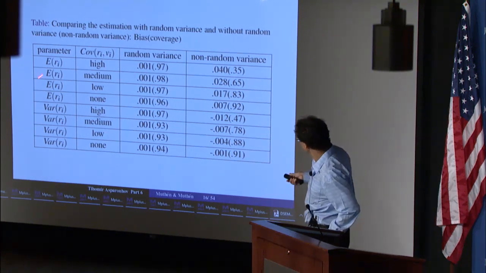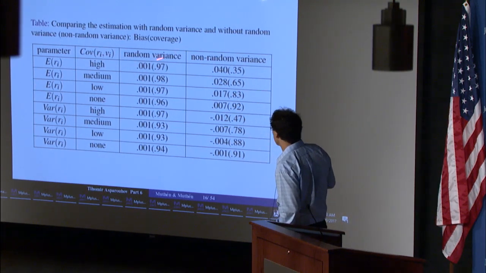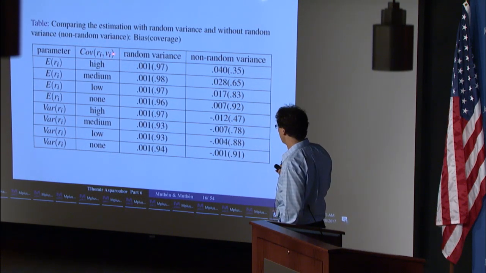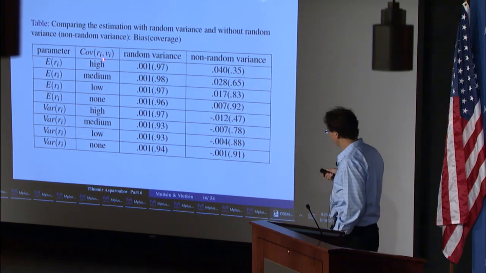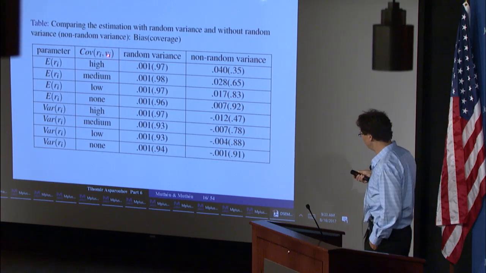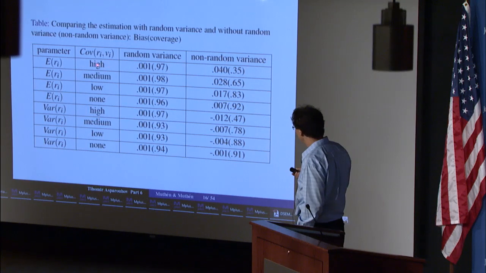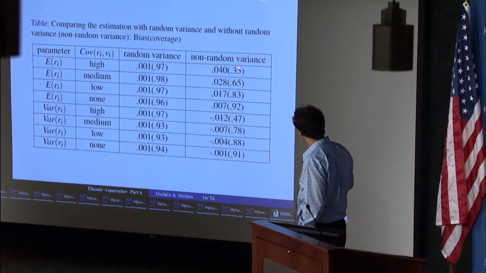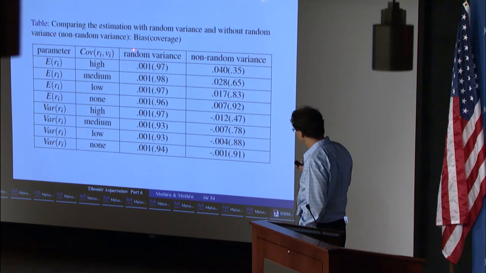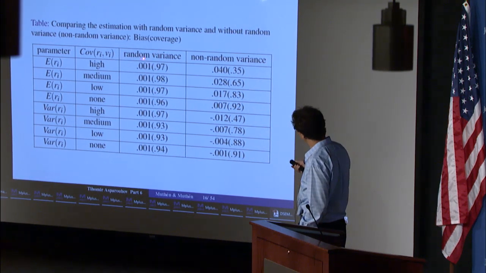Here's a little simulation that I did, and it turns out that the bias is quite dependent on the covariance between the autoregressive parameter and the subject-specific variance parameter. The higher that correlation is, the more visible the bias is. If you account for the subject-specific variance, then you get no bias and the coverage is great.